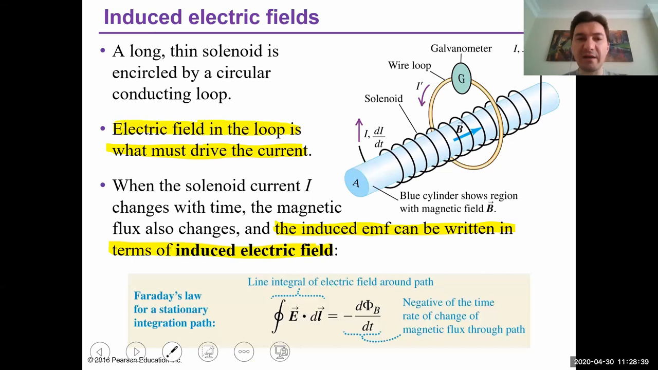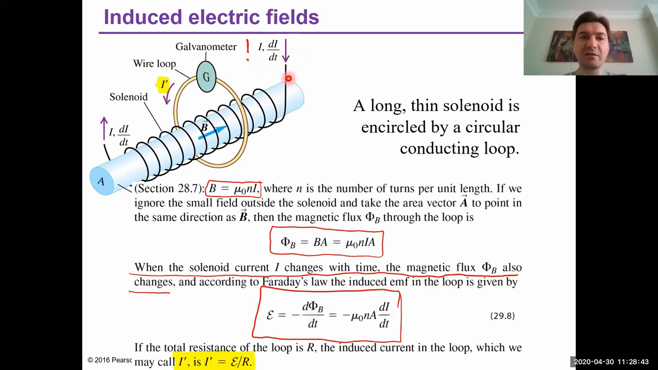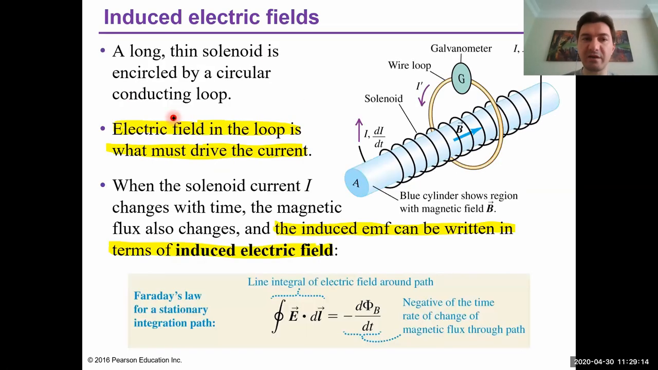What we have found is that due to the changing current in the solenoid, we have a changing flux here like this, and then we have an induced current, induced EMF within that circular conducting loop. So what is the origin of the current here? If there is a current in a certain circuit, you can consider that there is an electric field that drives the current. If you have a current, it means that you have moving charged particles, and the electric field does it. So there must be an electric field in the system.